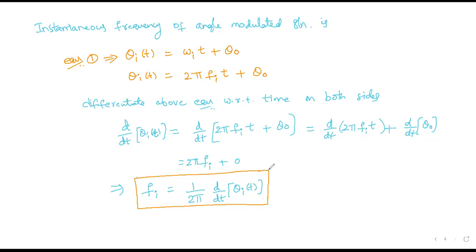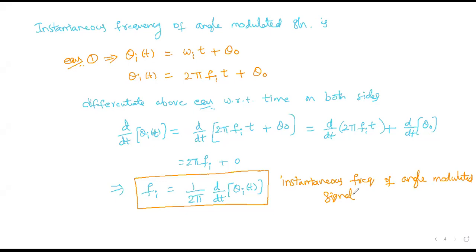So fi is nothing but the instantaneous frequency of the angle modulated signal. I'll again ask you, what do you mean by instantaneous? Instantaneous is kind of a synonym for at that time instant. Instantaneous frequency of the angle modulated signal.